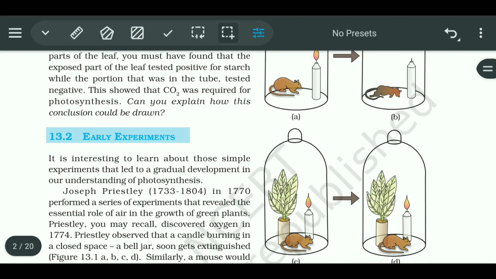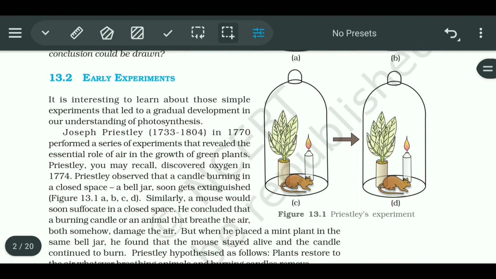13.2 Early experiments. It is interesting to learn about those simple experiments that led to a gradual development in our understanding of photosynthesis. Joseph Priestley, 1733 to 1804, in 1770, performed a series of experiments that revealed the essential role of air in the growth of green plants. Priestley, you may recall, discovered oxygen in 1774.